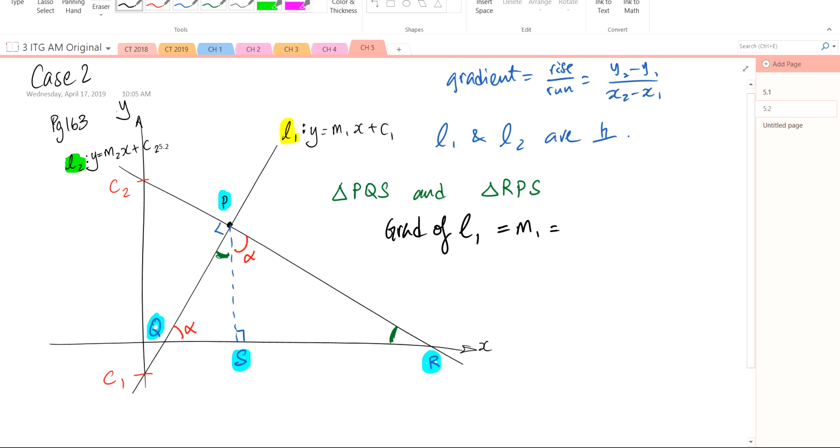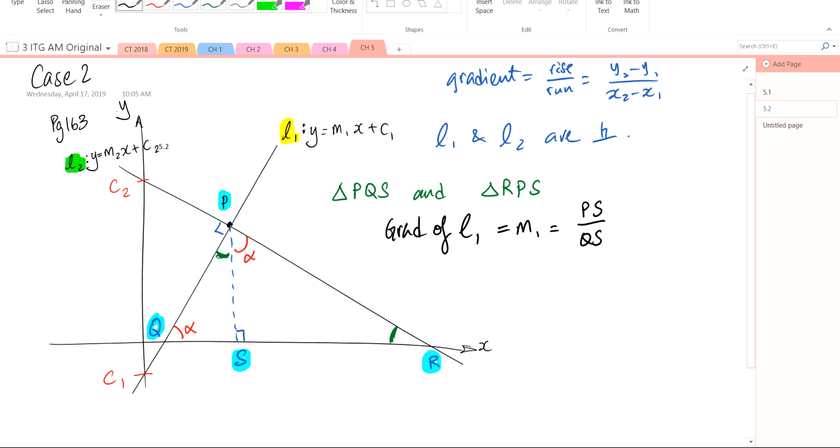What is the formula for gradient again? Rise over run, or y1 minus y2 over x1 minus x2, or the other way around. Which one do you think is more convenient to use in this case? Rise over run or y2 minus y1 over x2 minus x1? In this case, rise over run is more convenient, because I don't have numbers, I don't have coordinates. Okay, tell me what's the rise? There are lines you can see, right? Will you agree with me that the rise is PS? Yes. Then what is the run? QS. Good.